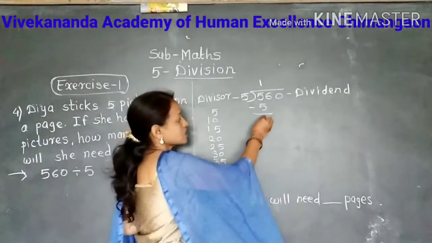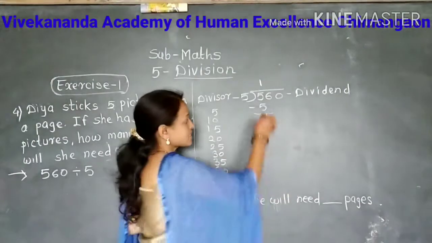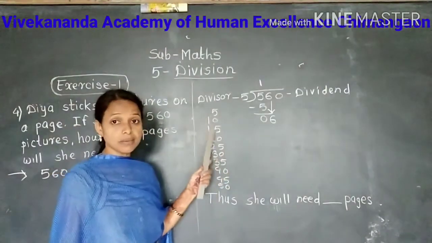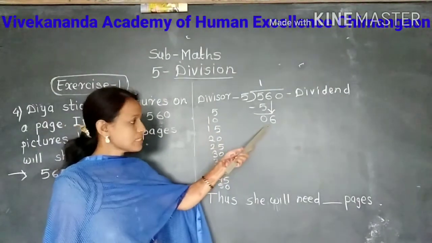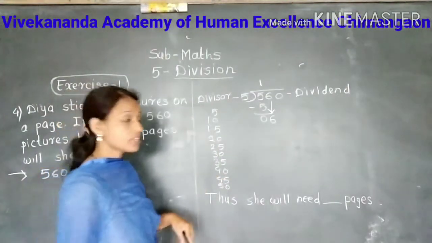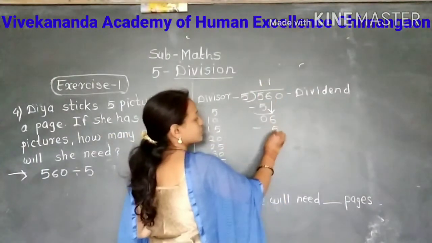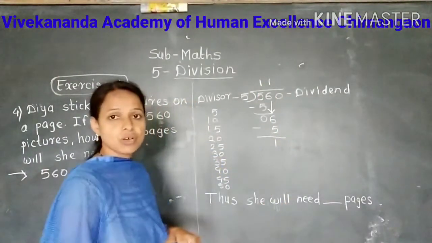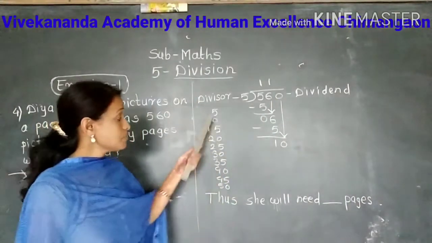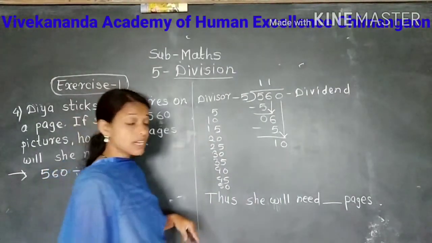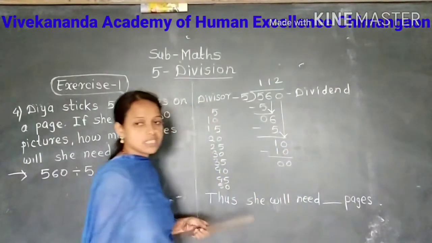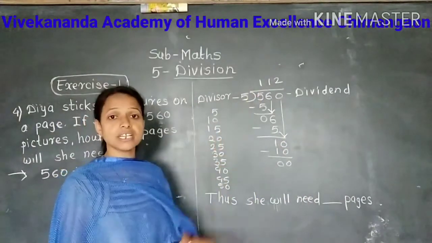5 minus 5, 0. Now the next digit is 6. So write it down. Now here if you observe, 6 is not a multiple of 5. So we have to see just less than 6, which is 5. So 5 ones are 5. The quotient will be 1. 6 minus 5, 1. Next digit 0. 10. 10 is a multiple of 5. 5 2s are 10. 10 minus 10, 0. So here we get answer 112.